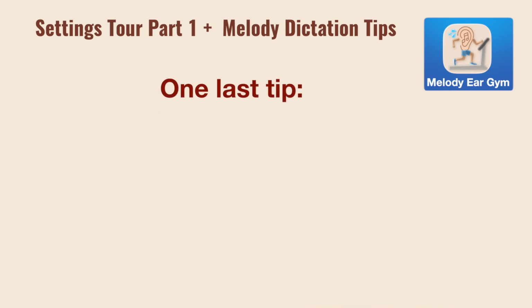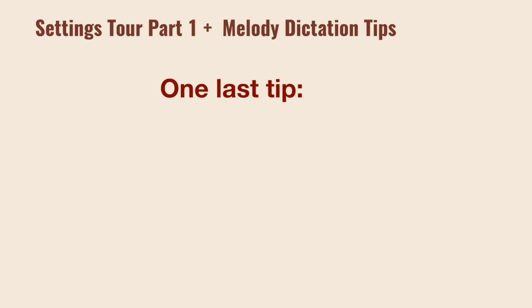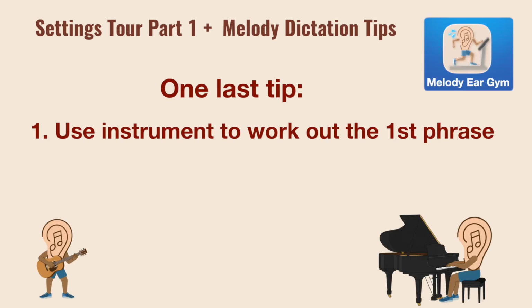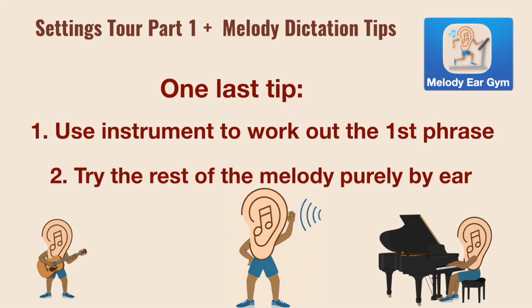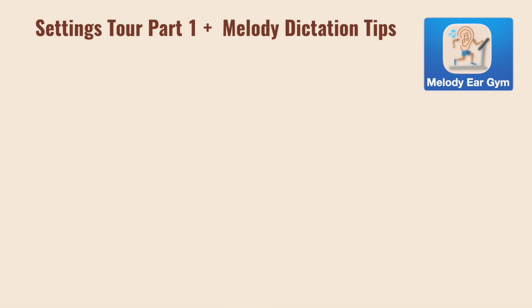One last tip. If you're ever trying to figure out a melody from a real song and just can't pin down the root note, here's a practical workaround. Grab your instrument and work out the first phrase along with the root there first. Once you've got it locked in, go back to listening and try the rest of the melody purely by ear. It's a great way to build confidence while still pushing your ear.